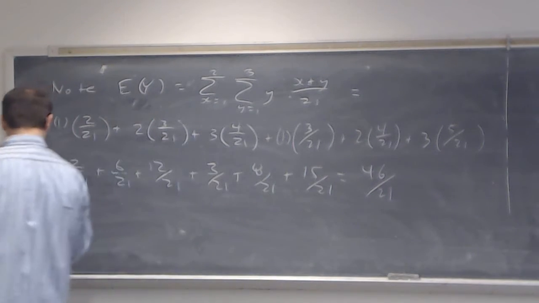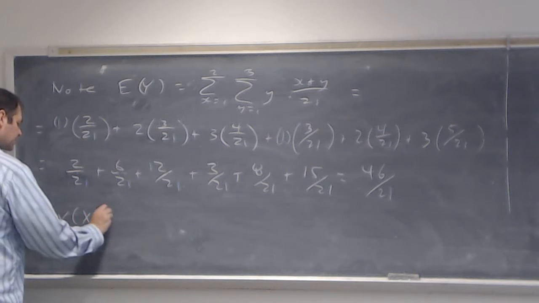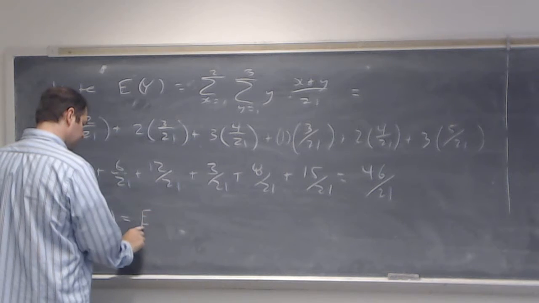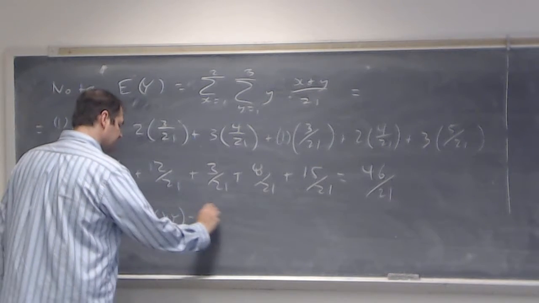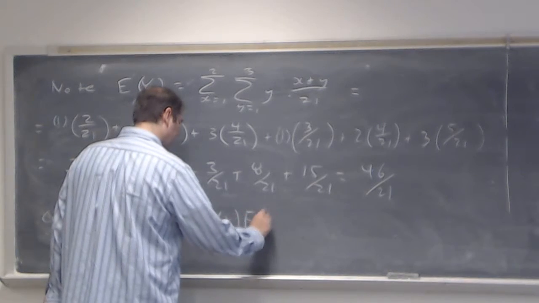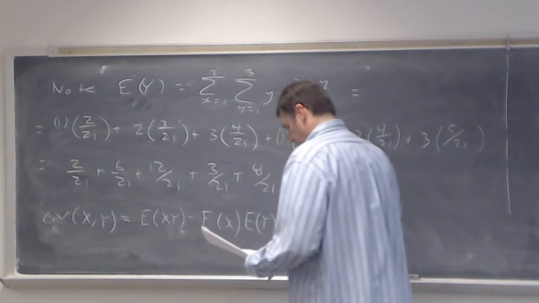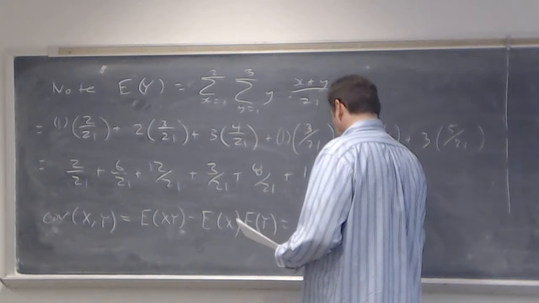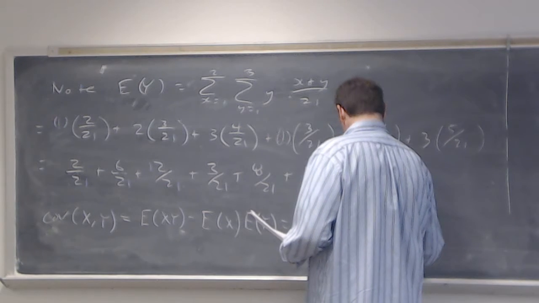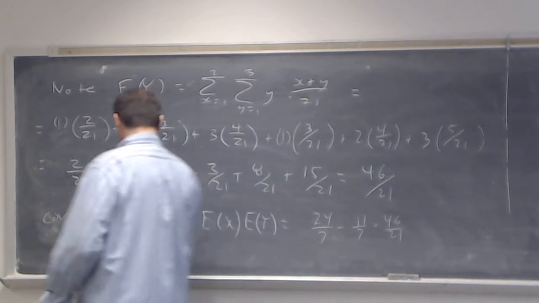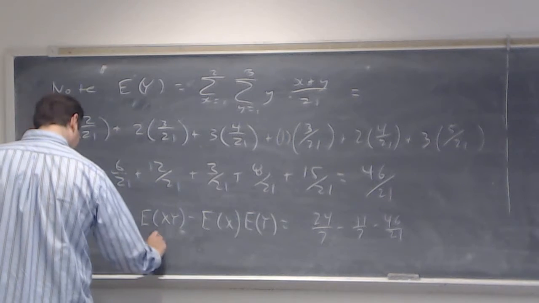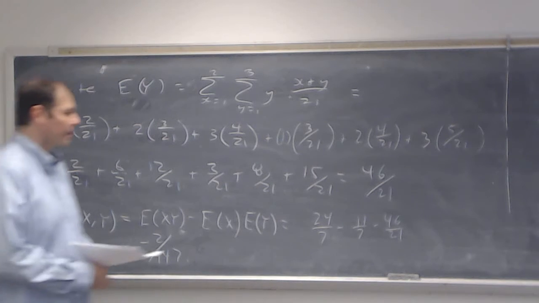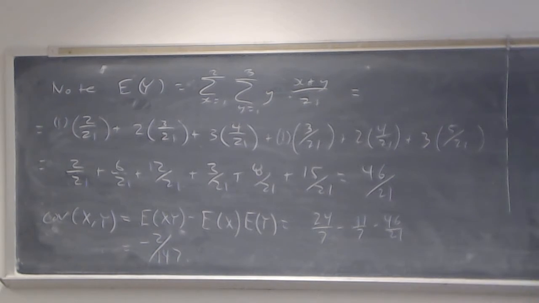And so, to do this work, the covariance between x and y is equal to the expected value of x times y minus the expected value of x times the expected value of y. And so the numbers involved here were 24 over 7 minus 11 over 7 times 46 over 21. And if you work with this, you'll find that the answer here is minus 2 over 147. That's the correct answer. All right, the next thing I'm going to do is some properties.